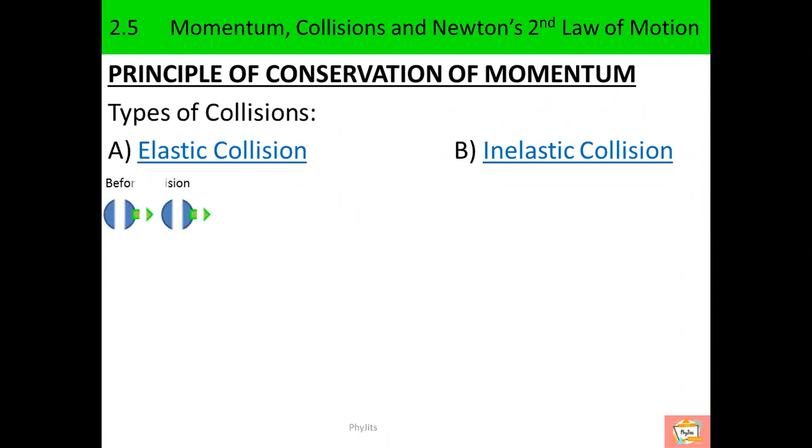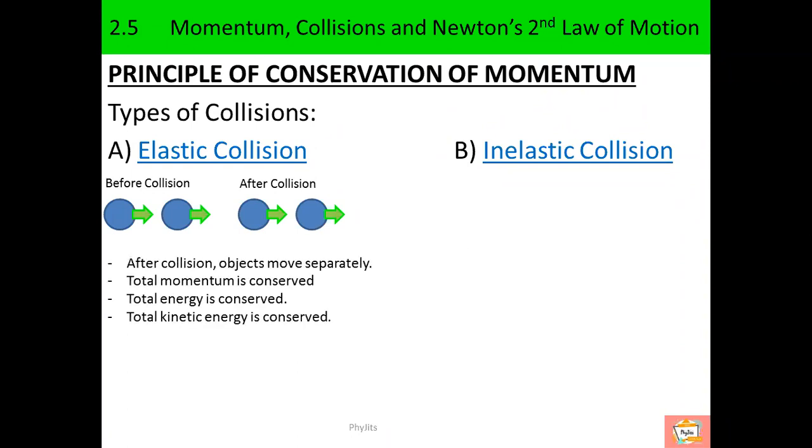So for elastic, after they collide, both of the objects will move separately. Before they collide with each other, they are already separated. After they hit into each other, they are also still separated. They are not combined together. So after the collision, objects move separately.